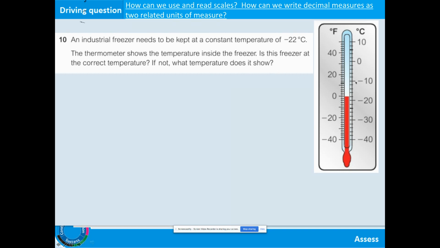Let's just explain it. We've got from -20 to -10, so that's a difference of 10 degrees. How many jumps have we got? 1, 2, 3, 4, 5. So 10 divided by 5 is 2. So each little jump here is worth 2. So we're at -10, -12, -14, -16, -18 is what's showing on the thermometer.